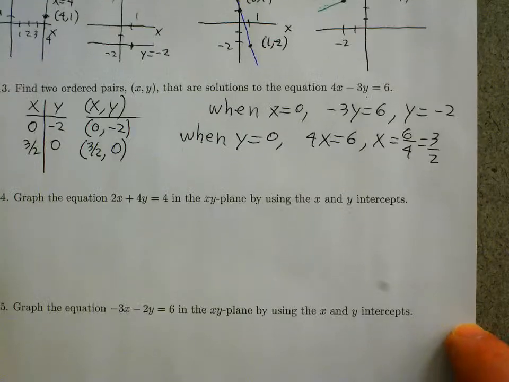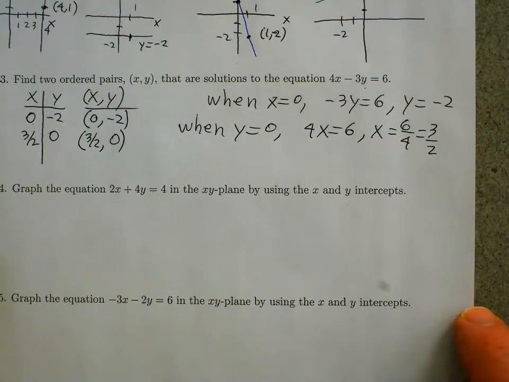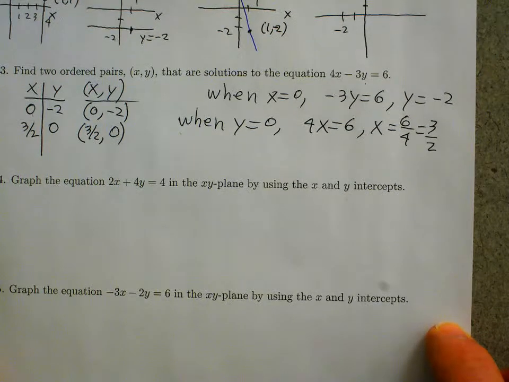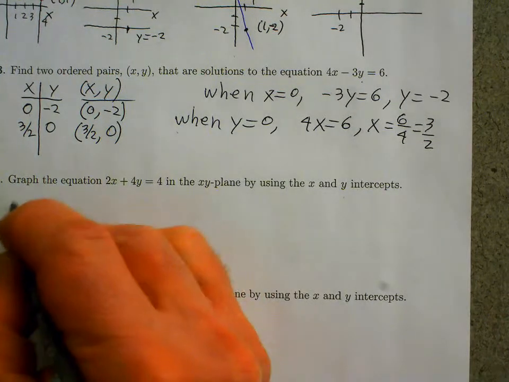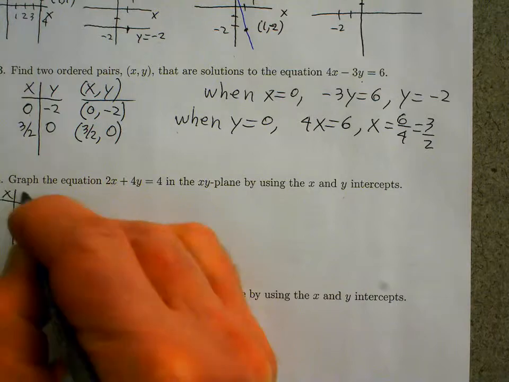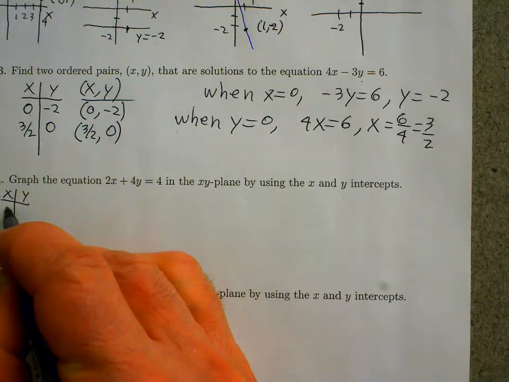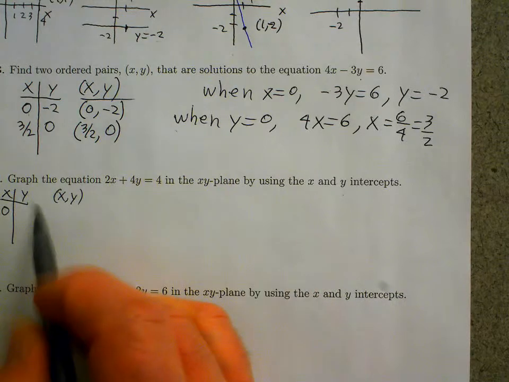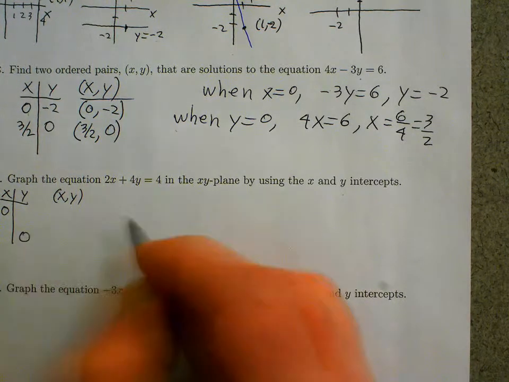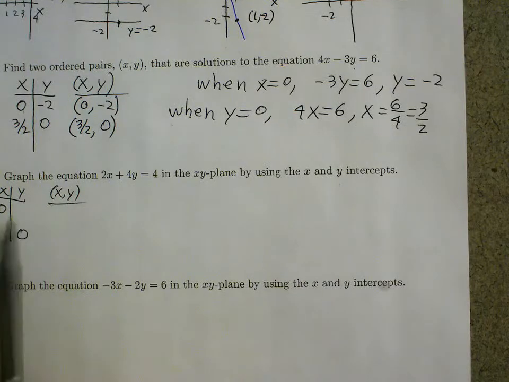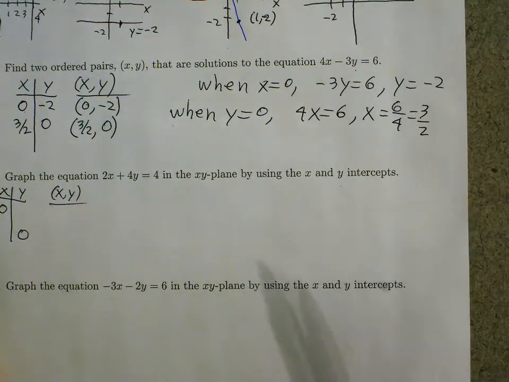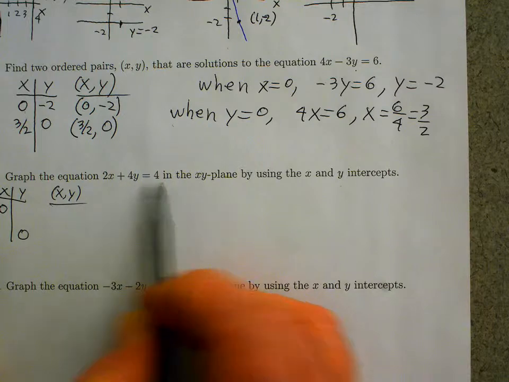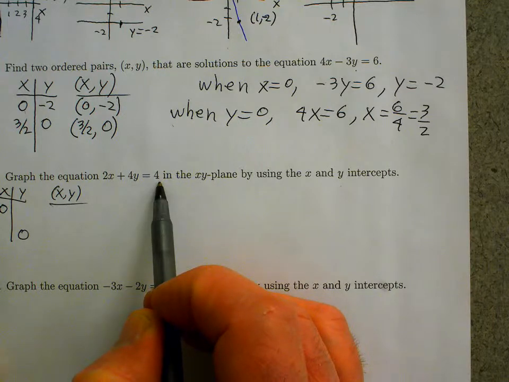Number 14, graph the equation 2x plus 4y equals 4 in the xy plane by using the x and y intercepts. Okay, so the y-intercept is when x is 0, and the x-intercept is when y is 0. Okay, when x is 0, we're left with 4y equals 4, and so y equals 1.